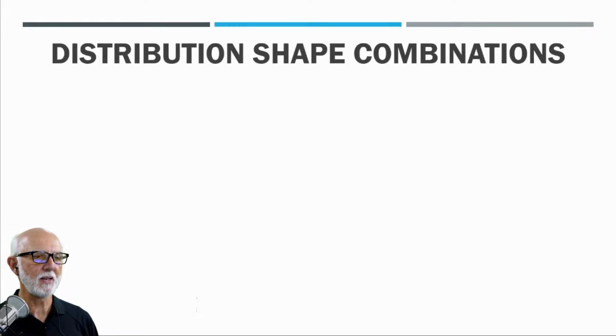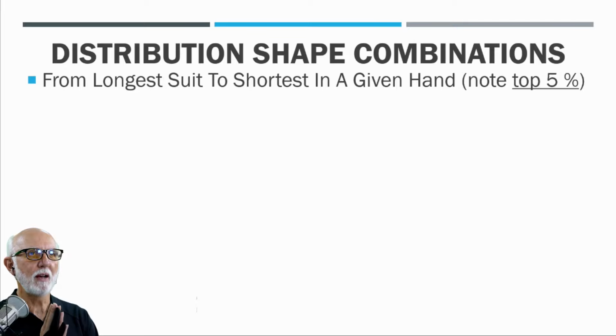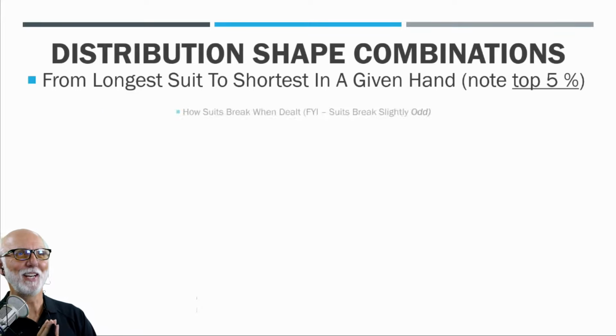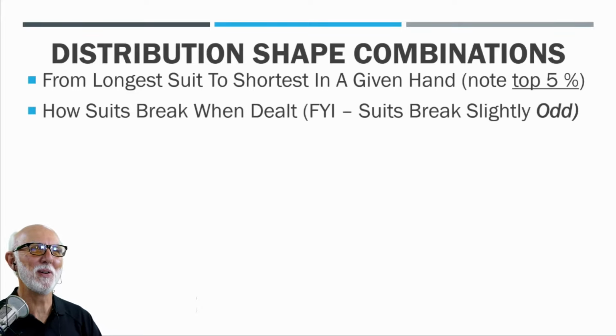Let's take a look at different shape distributions. Okay, first off, from longest suit to shortest suit. Now, this doesn't necessarily mean spades, hearts, diamonds, and clubs, but let's just take a look at the different shapes. And we're going to be underlining the top 5 in terms of percentage, the ones that are most likely to happen, as you see here. So first off, we have how a suit breaks when dealt.